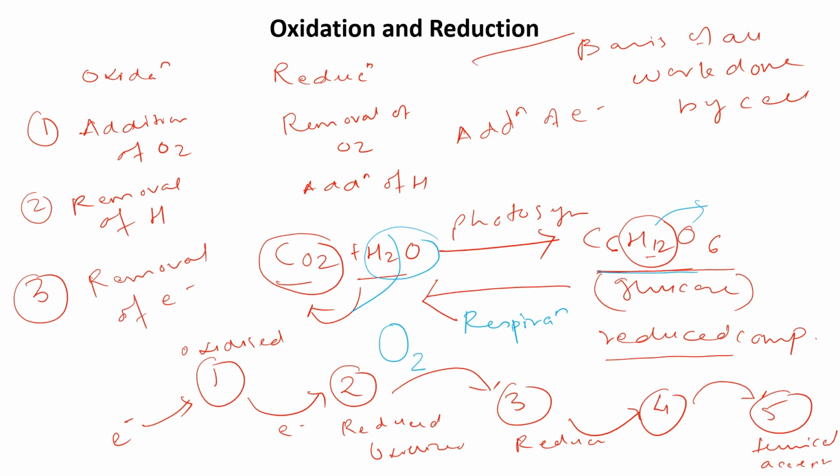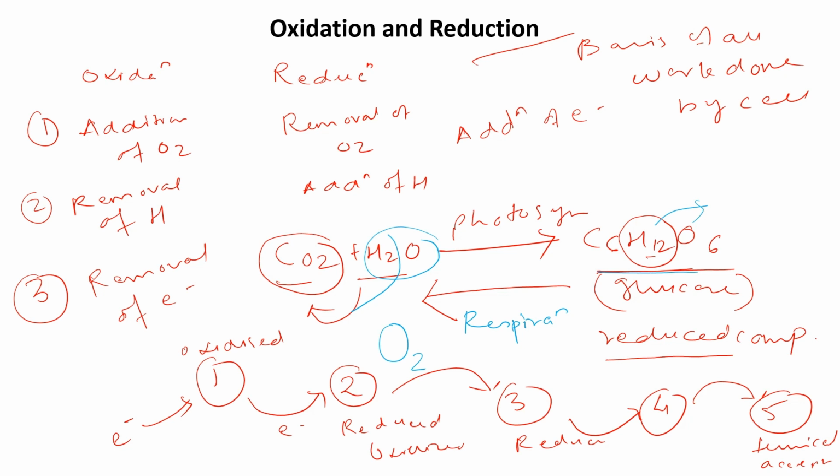Clear? In a cell, whatever work is done by the cell, the basis of all those work is oxidation and reduction reaction, which we commonly know as redox reaction. So one compound will transfer the electron to the second compound, second will transfer to the third and so on. The compound which is transferring the electron is being oxidized. The compound which takes the electron is reduced.